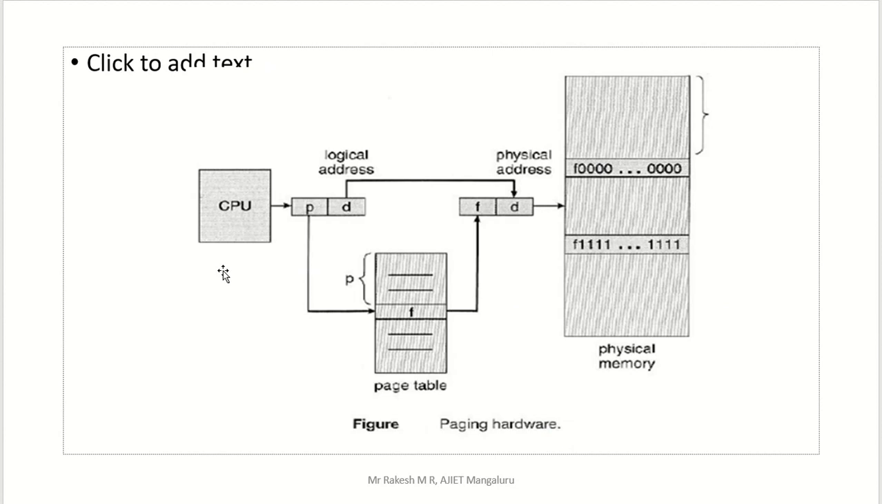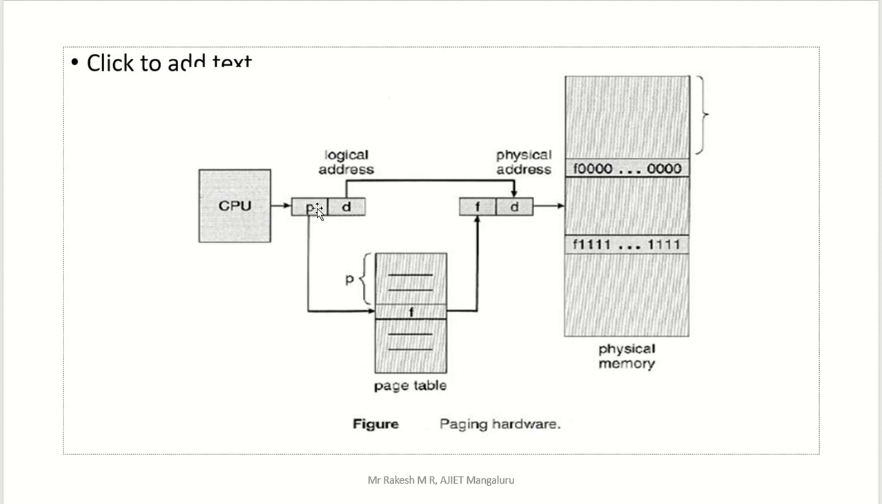Here you can see one diagram. Here we have the CPU. The CPU will generate a logical address. The logical address has two parts: one is the page number, one is the offset. The offset is represented here by d. That page number is required by the CPU, that's why it is sent here.